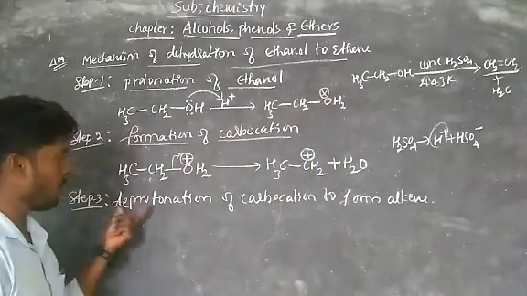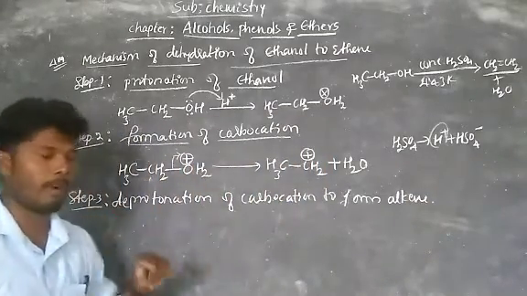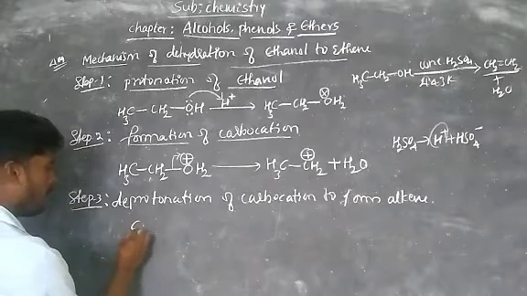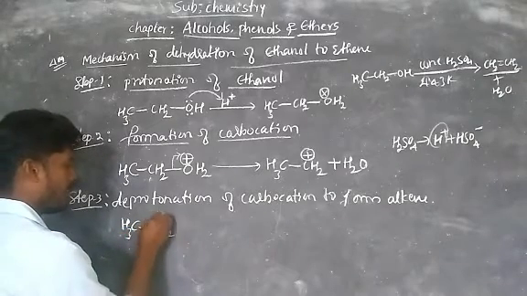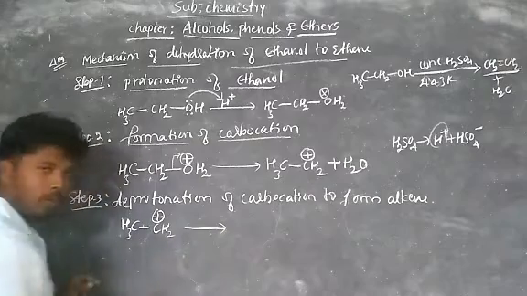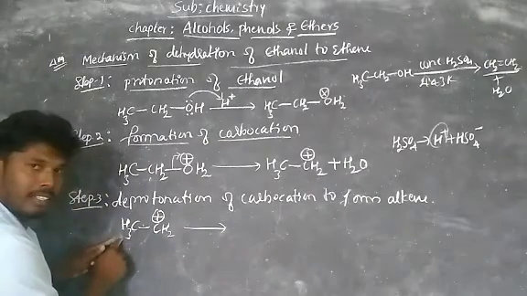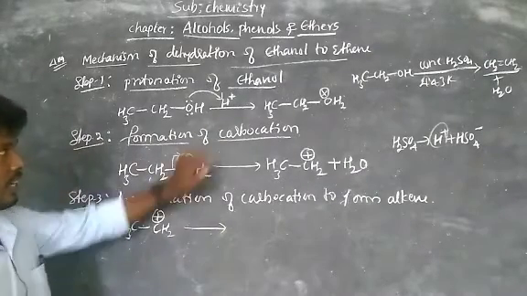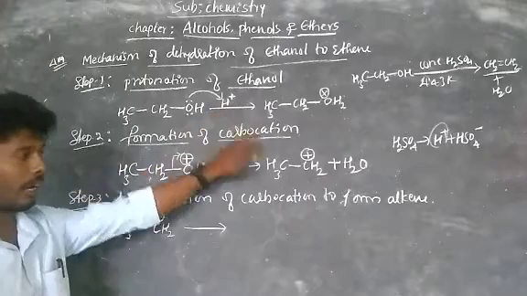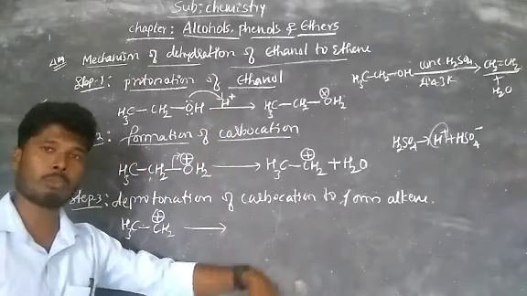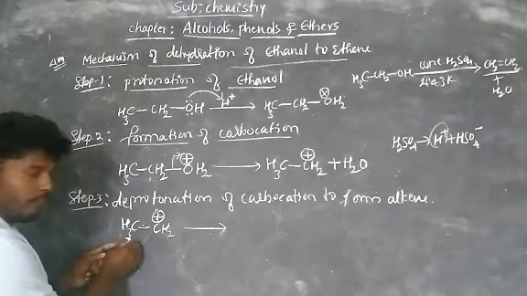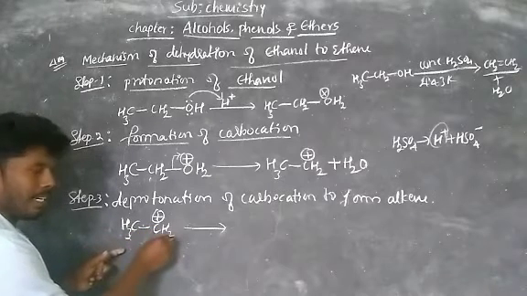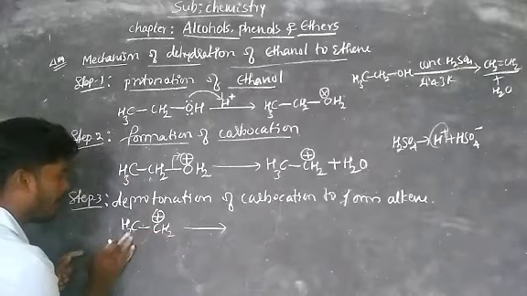So deprotonation should happen, and alkene should form. So take this one, that is CH3 bond CH2 plus. Now here there is one proton, right? In the first reaction it consumes the H plus ion, and in the last reaction that H plus should be removed. Here there are 3 hydrogens. Out of 3, 1 hydrogen is eliminated as H plus.